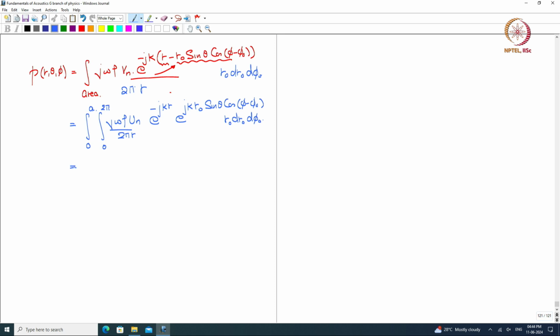So, I will bring all the constants out. j omega rho un by twice pi r e to the power of minus j k r, and then integral 0 to a, integral 0 to twice pi, e to the power of j k r0 sin theta cos of (phi minus phi 0) r0 dr0 d phi 0.